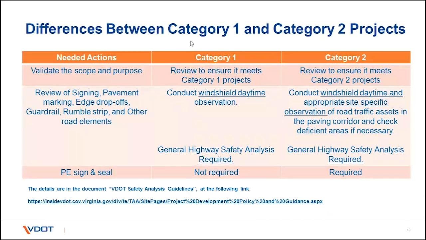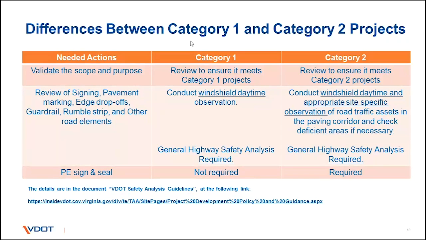But to simply state, unless your resulting pavement surface is going to change the surface of the pavement in a way that would result in a net elevation change of 2 inches or more, it's going to be a Category 1 project, and the only requirement is to conduct a windshield daytime observation. What's involved in that windshield daytime observation, and the form associated with that observation and how that needs to be filled out, are again documented in this link here.